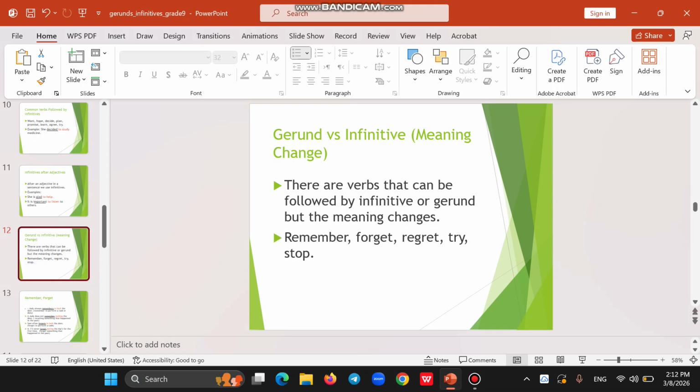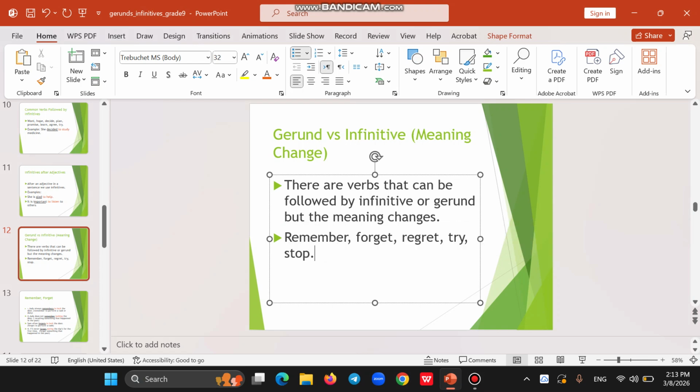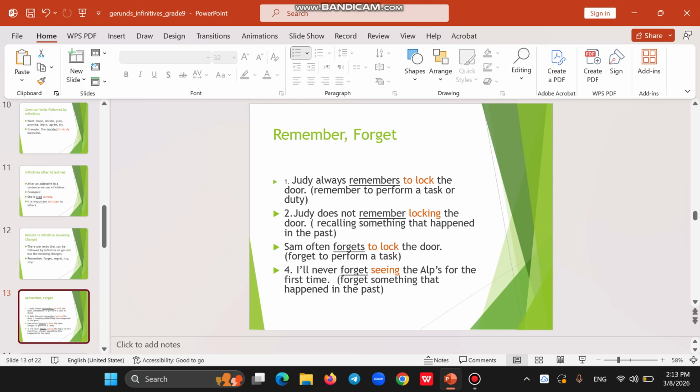So now we will move to the verbs that can be followed by either gerund or infinitive. After these verbs, we can use a gerund or infinitive, but the meaning will be different. The meaning will change. These verbs are remember, forget, regret, try, and stop. They can be followed by either gerund or infinitive, but the meaning each time will be different. For illustration, let's read these examples.